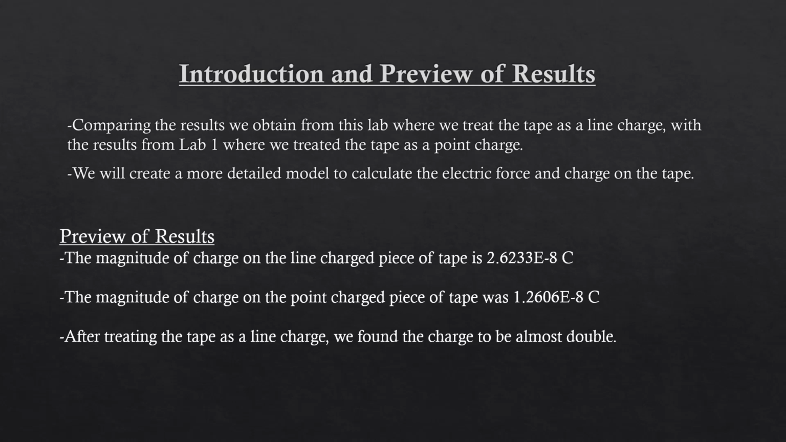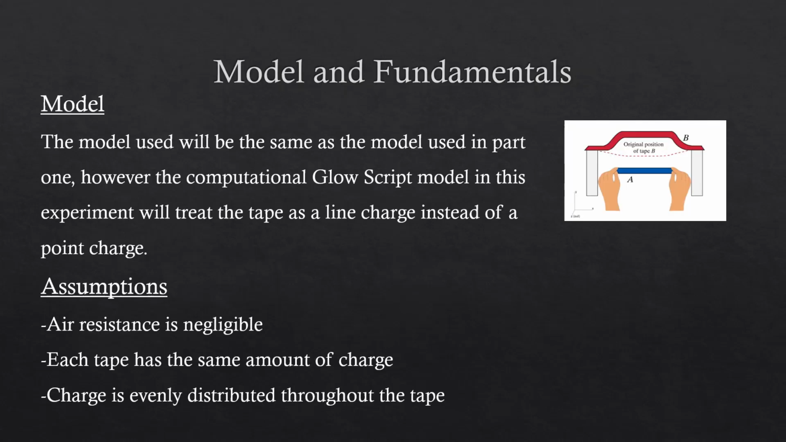For the preview of the results, the magnitude of the charge on the line charge piece of tape is 2.62 times 10 to the negative 8 coulombs, and the magnitude of charge on the point charge piece of tape from the previous experiment was 1.26 times 10 to the power of negative 8 coulombs. So as you can see, after treating the tape as a line charge, we found the charge to be almost double.